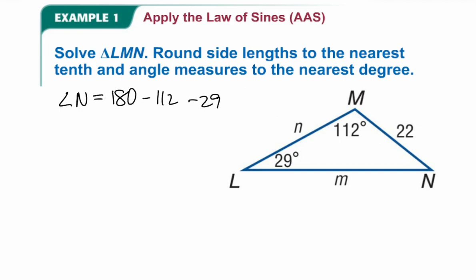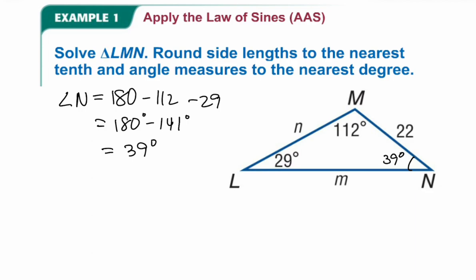Now, sometimes I've seen people add 112 and 29 together first, get that 141, and then subtract it from 180. That works. You can do that however you want to do that. But however you go about doing that, you get that it is 39 degrees. So let's put that in there. Now, let's talk about some next steps here.